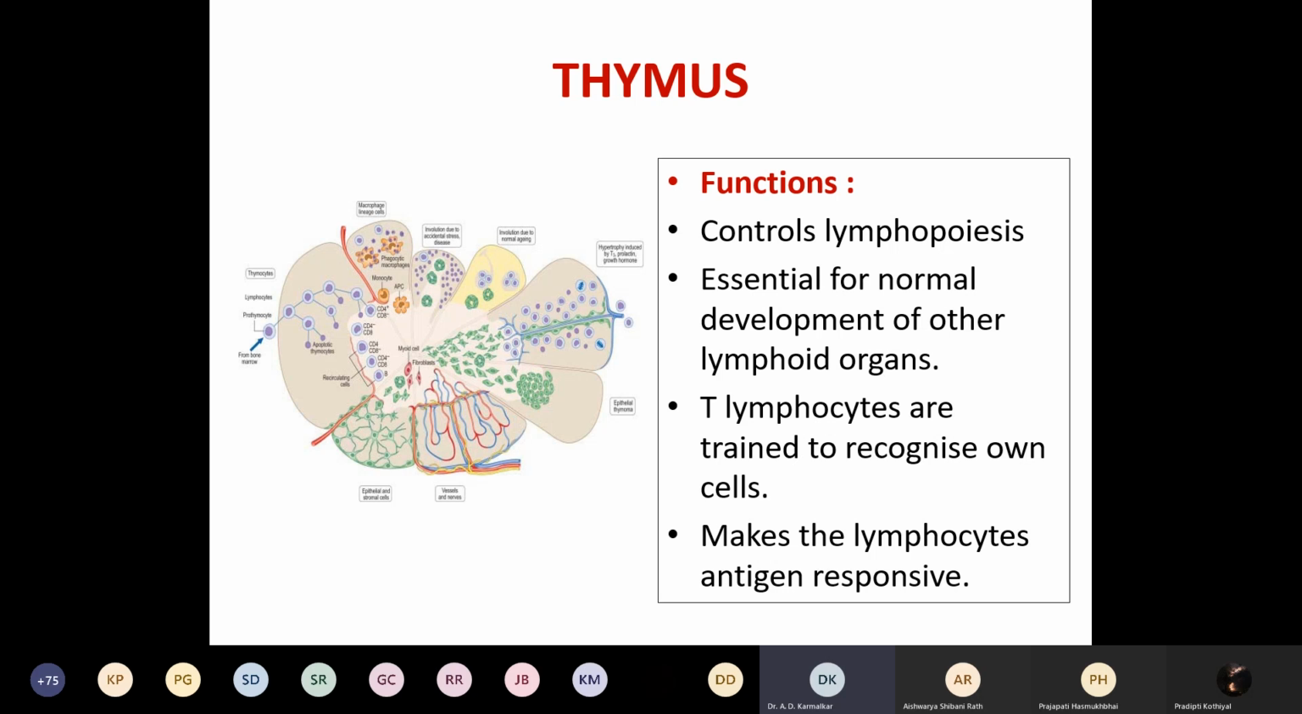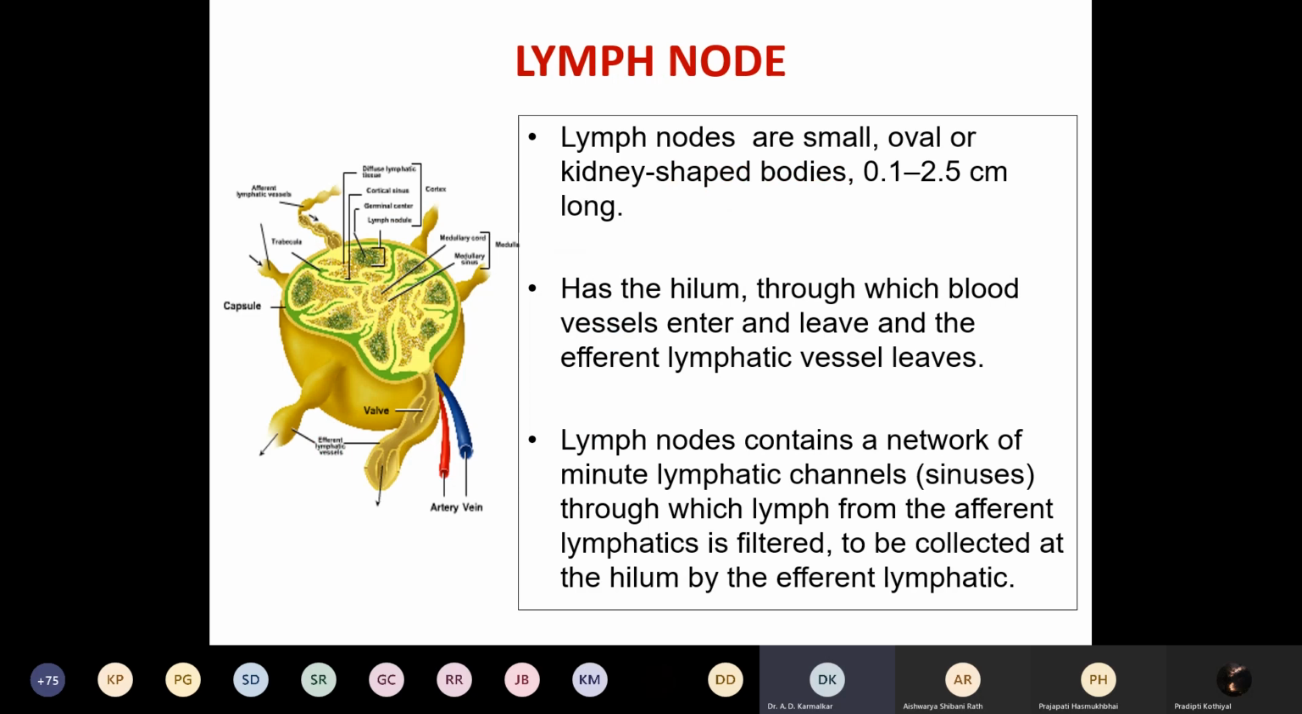These T lymphocytes are trained to recognize their own cells, and they make the lymphocyte antigen receptor. The detailed functions of the thymus you have studied in the physiology part. So that was about the thymus, showing the cortex and the medulla, and the characteristic feature of the medulla, which has the Hassel's corpuscle, and you should know the blood thymic barrier. Okay, Hassel's corpuscle, the thymic corpuscle. Lymph node, you have already seen the lymph node, and if you see this lymph node, it is kidney shaped, having a hilum through which the efferents are coming.